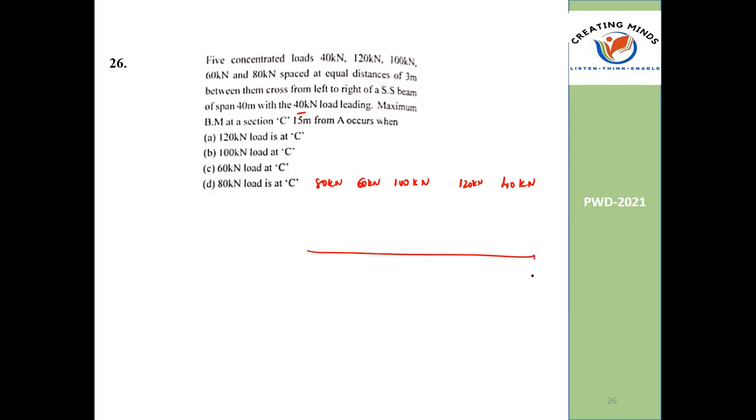So the beam is simply supported, 40 meter, and you have a section at 15 meter. So A equals 15, B equals 25. Check. Allow this leading 40, right? Allow 40 out. Next 120 plus 40. Similarly, check which one is at section C. Similar problems.